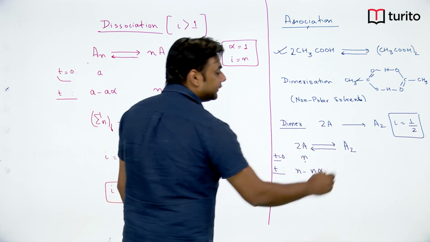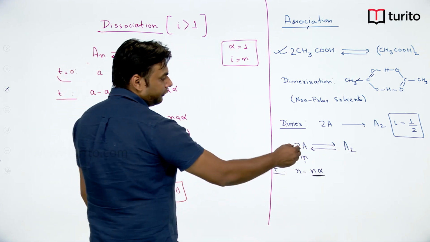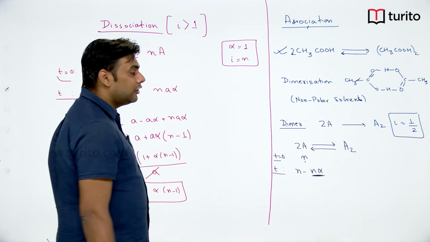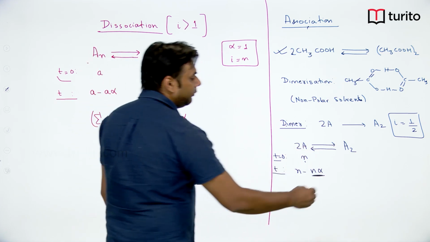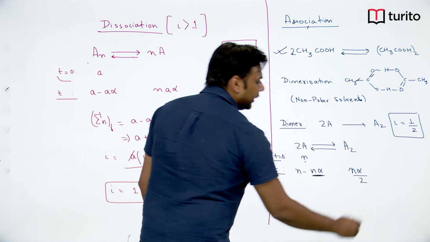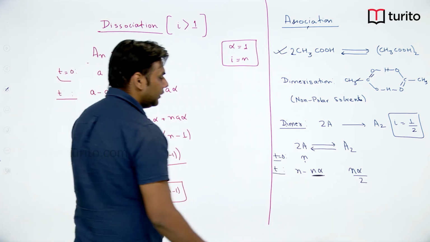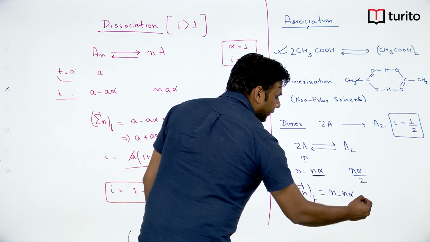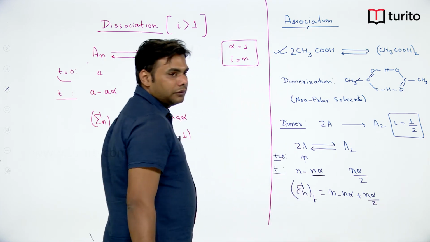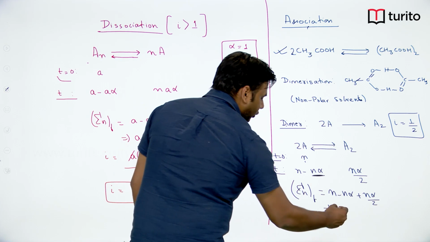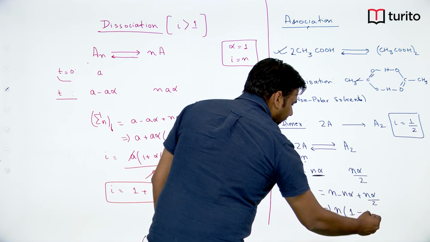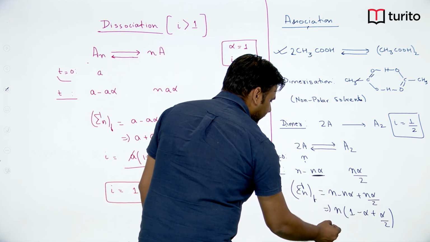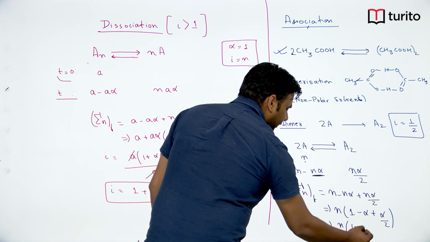Now we know that 2 moles of A form 1 mole of A2. So 1 mole of A would form half a mole of A2. So the n alpha that is reacting would form n alpha by 2 moles of A2. Basic stoichiometry we are doing. So we'll say that the total number of particles finally is n minus n alpha plus n alpha by 2. Let us just take n as common, so we can write this as 1 minus alpha plus alpha by 2. So we can write this as n into 1 minus alpha by 2.